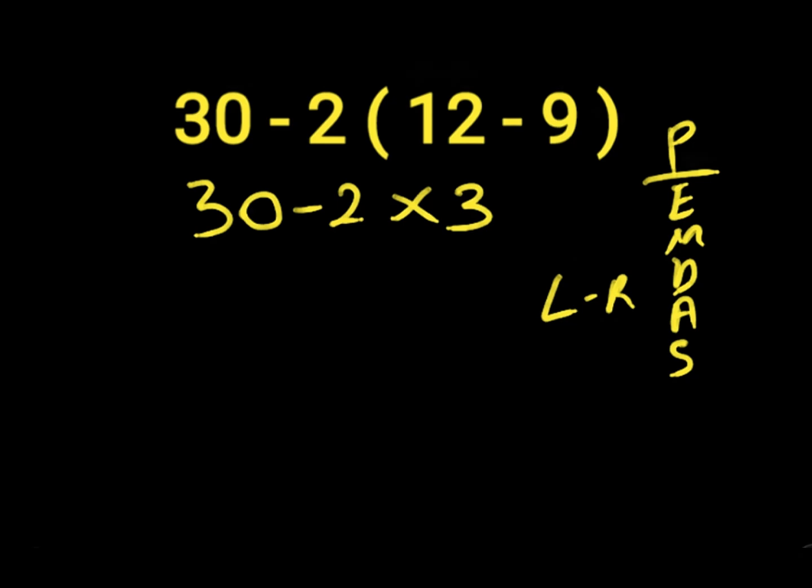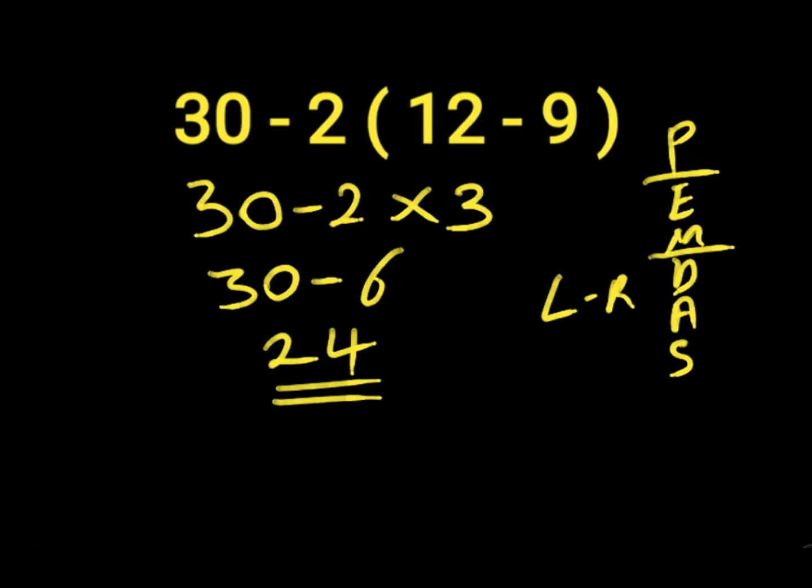Then we have a subtraction and a multiplication. We first of all work with our multiplication first because it comes before subtraction. 2 times 3 will give us 6. Then we have 30 minus 6. 30 minus 6 will give us 24. So 24 is the right answer to this expression.